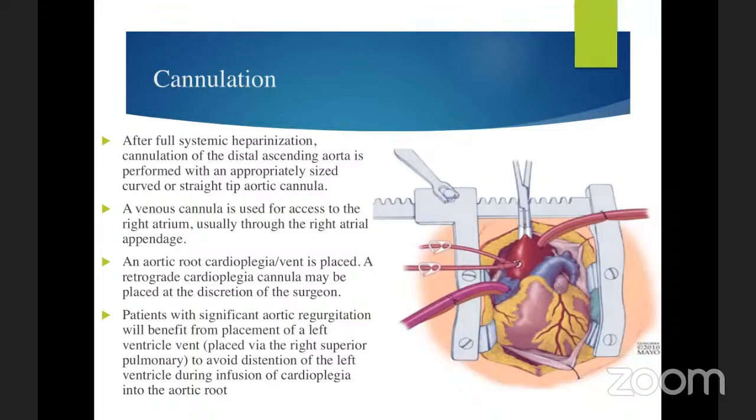If the patient has significant aortic regurgitation, he will benefit from placement of a left ventricular vent, usually placed via the right superior pulmonary vein, to avoid distension of the left ventricle during infusion of the cardioplegia in the aortic root.